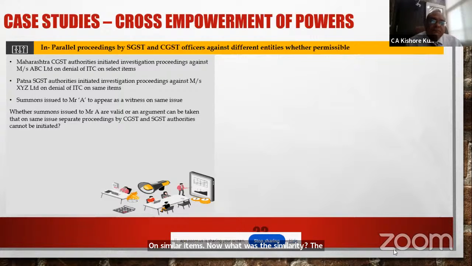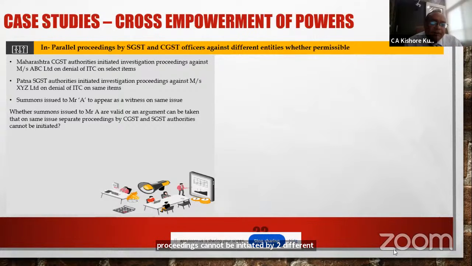The similarity was that their supplier was one. Mr. A was the supplier who was supplying goods to Messrs ABC Limited. Mr. A was also the supplier who was supplying goods to XYZ Limited. Summons were issued to Mr. A to appear as a witness. Can Mr. A take an argument that on similar matter, proceedings cannot be initiated by two different authorities?